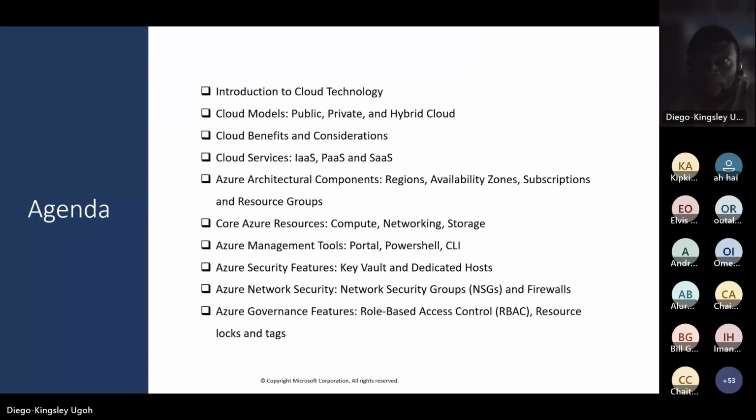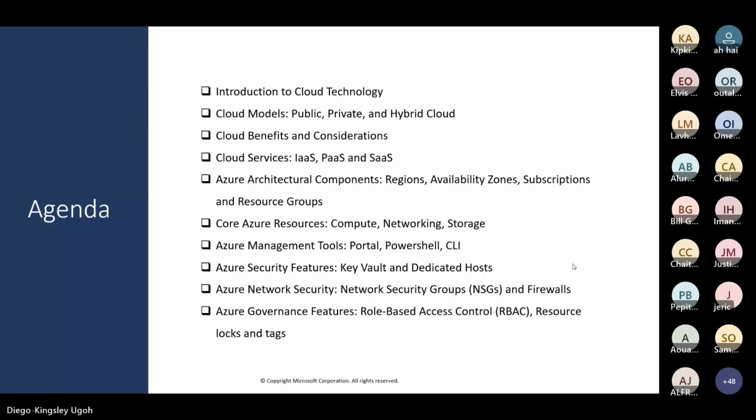So yes, for the agenda here, we have introduction to cloud technology, and after that, we look at the cloud models. We have three cloud models: public, private, and hybrid cloud. We'll look at cloud benefits and considerations. We'll look at the cloud services, IaaS, PaaS, and SaaS. We'll get to know what they mean and how they work. We'll also look at Azure architectural components, talking about Azure regions, availability zones, subscriptions, and Azure resource groups.